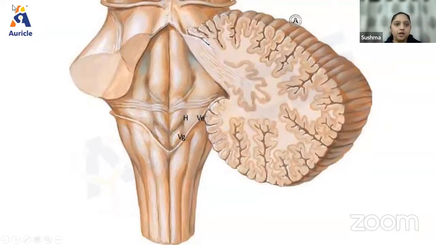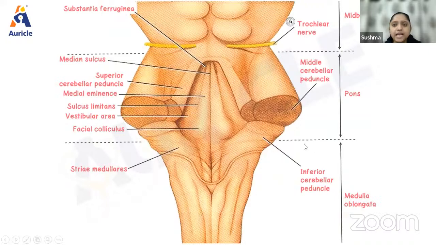Okay, and you can clearly see the trochlear nerve which is coming out. Yes. Now, again, just another picture. You can see the trochlear nerve which has come out posteriorly like this.